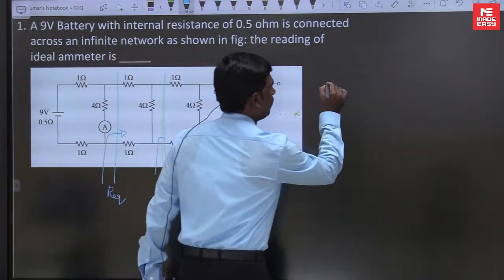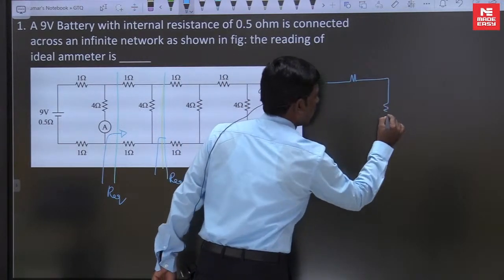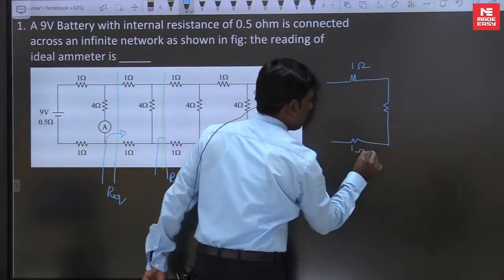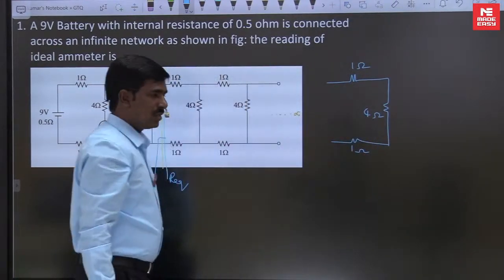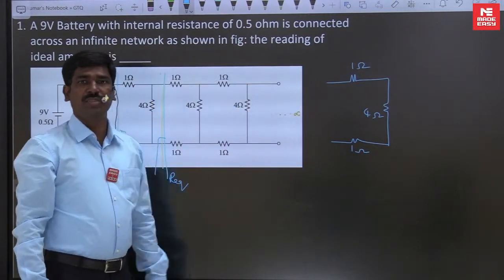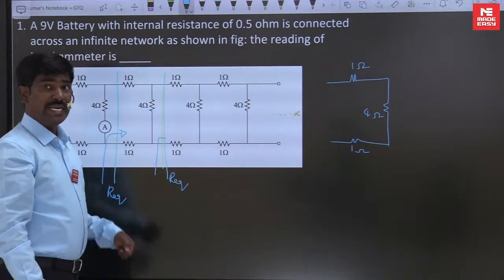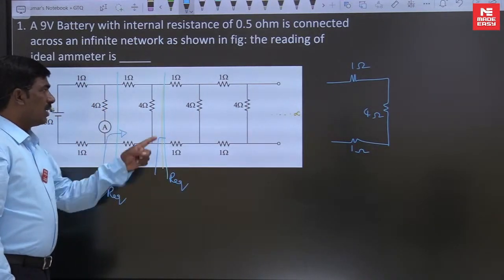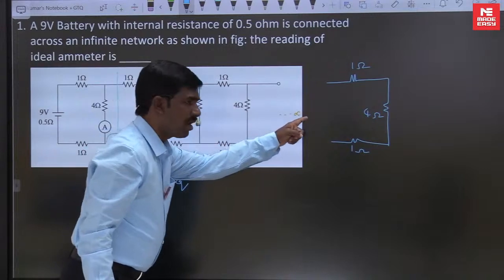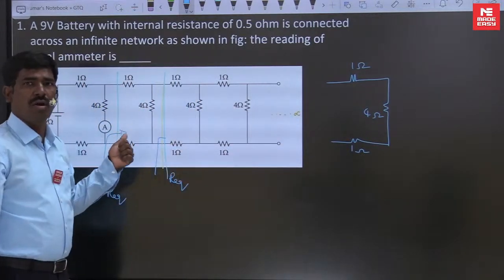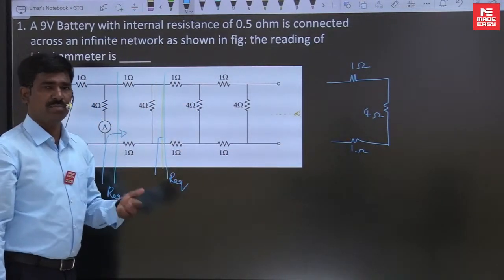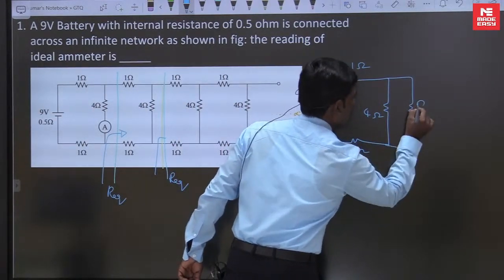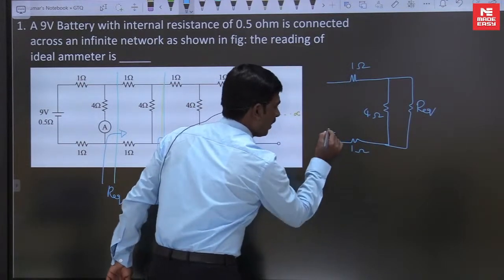Now 1 ohm, here 4 ohms and 4 ohms, 1 ohm, 1 ohm, 4 ohms. This total is replaced with R equivalent. Our intention is to find the R equivalent here. Why is this considered R equivalent? That does not affect R equivalent. Infinite minus something is infinite, so it is replaced by R equivalent here. You have to find out R equivalent.